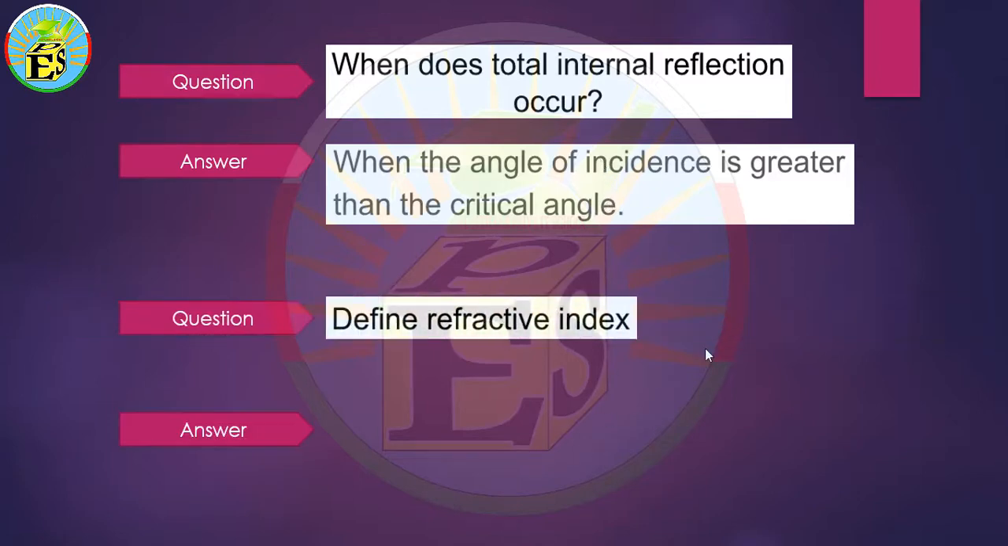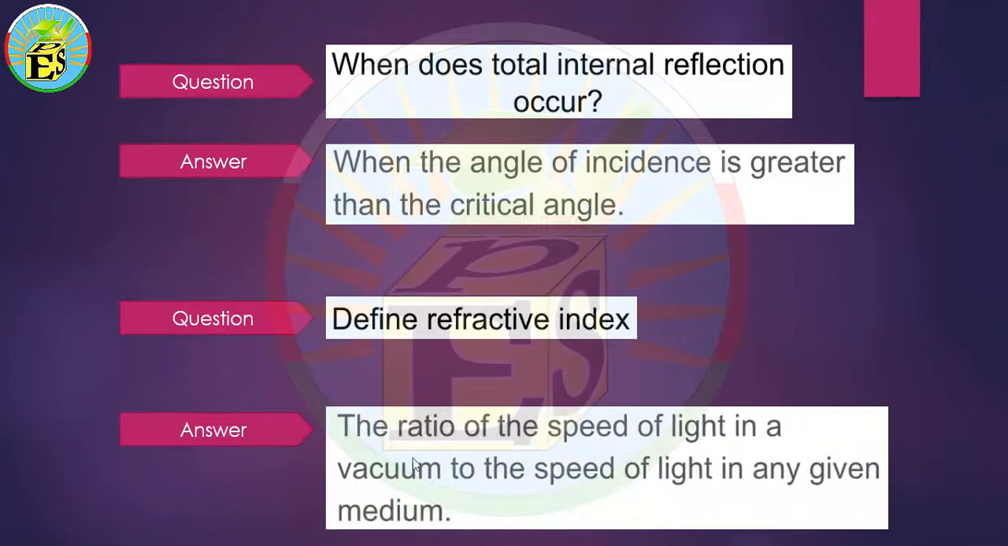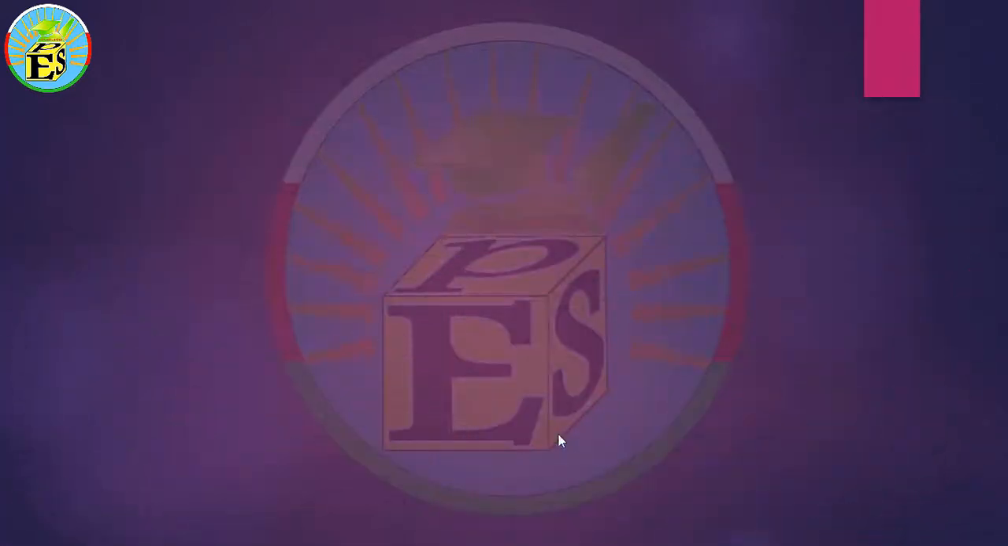Next question: define refractive index. The ratio of the speed of light in a vacuum to the speed of light in any given medium. This ratio between the speed of light in the vacuum and in the medium is called refractive index, and we can calculate it by the next question.